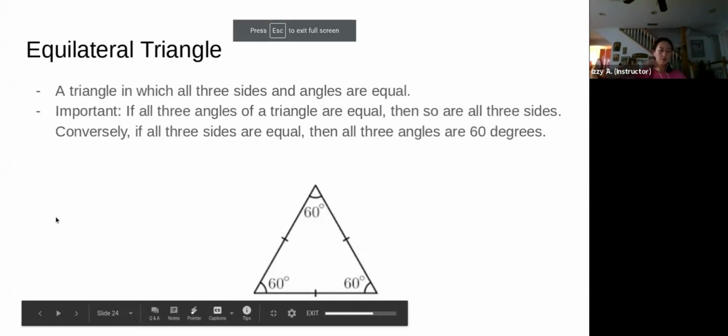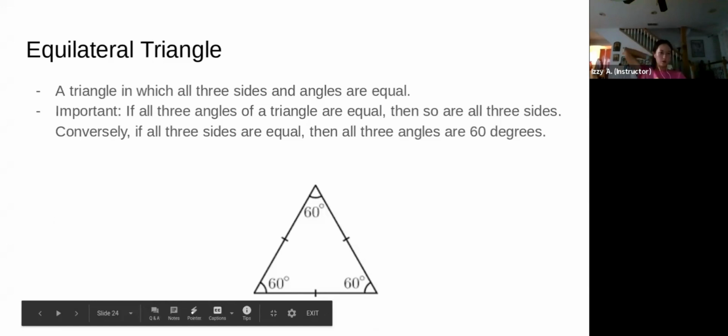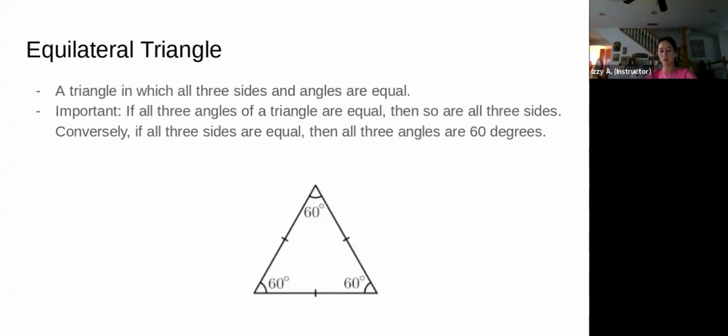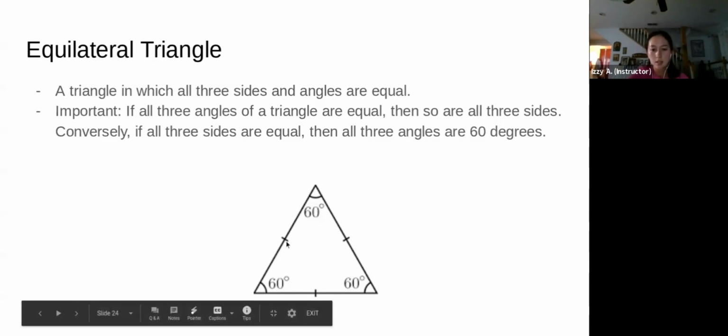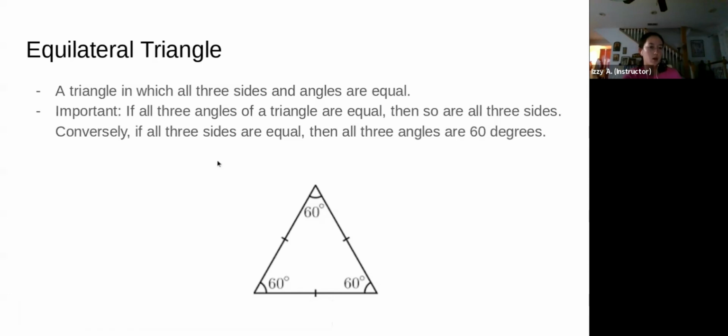Okay. So next we're going to learn about equilateral triangles. An equilateral triangle, as Max described a few minutes ago, is a triangle in which all three sides and angles are equal. We can see an example of an equilateral triangle below. All three sides are congruent, and at the same time, all angles are equal to 60 degrees. And here's an important note. If all three angles of a triangle are equal, then so are all three sides. Conversely, if all three sides are equal, then all three angles are 60 degrees.